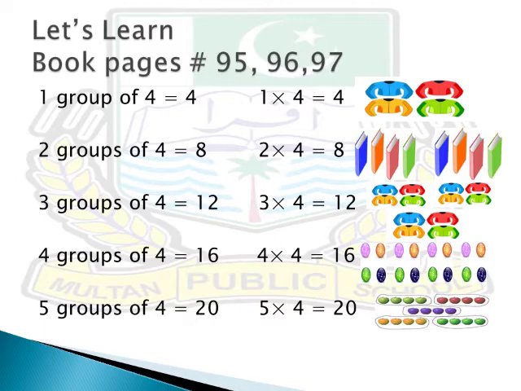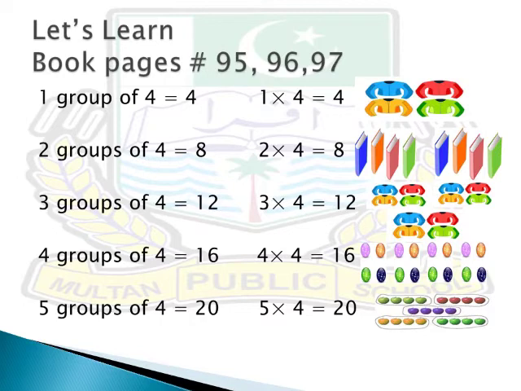Let's learn pages 95, 96 and 97. One group of 4 is equal to 4, which means there is one group in which 4 shirts are there. Two groups of 4 is equal to 8. That means you have two groups of books. In one group there are 4 books, in another group there are 4 books. 4 plus 4 is equal to 8, but we are taking help from multiplication. 2 4s are 8. Good.